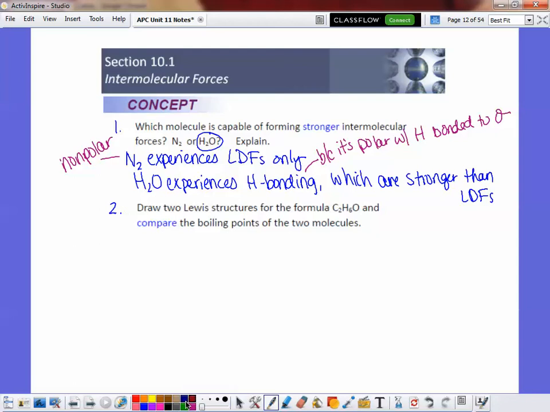All right. So for number 2, I'm just going to draw the 2 Lewis structures that I want us to look at for this formula, C2H6O. So the first one we're going to look at is going to look like this. H. I'll even put lone pairs on the oxygen, even though it's not going to make a difference. And then our second formula is going to look like this.